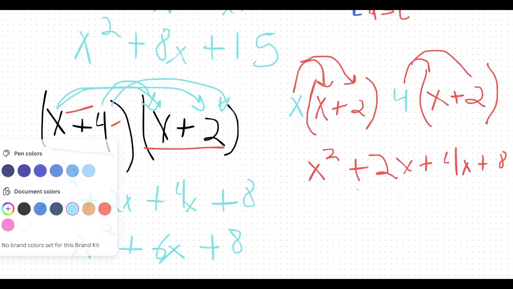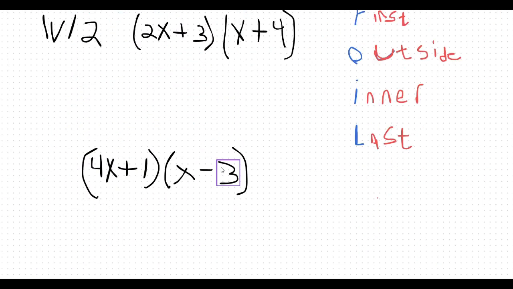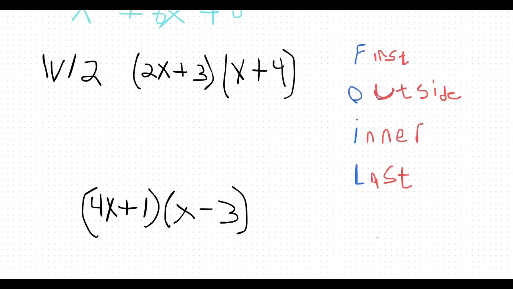Okay, moving on to level 2. I've put FOIL here beside it for your benefit. Level 2, we're introducing coefficients that are not 1. So we have 2x plus 3 times x plus 4. Let's go ahead and distribute the first term to both terms in the second expression. So 2x times x is 2x squared. 2x times 4 is 8x.